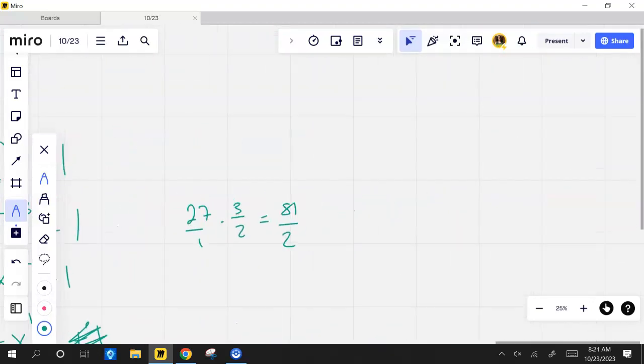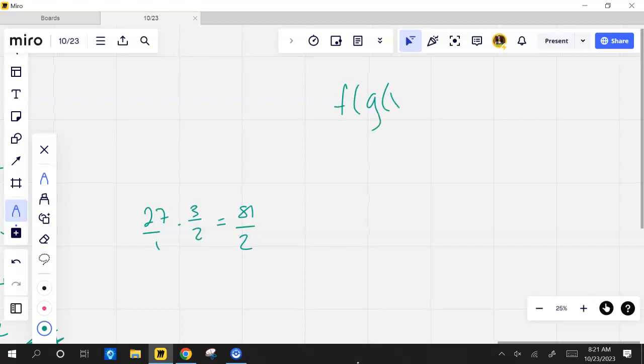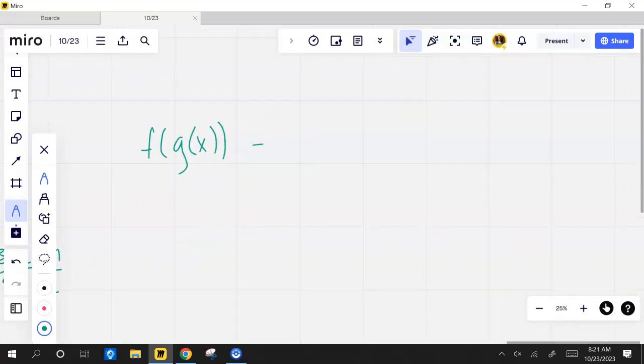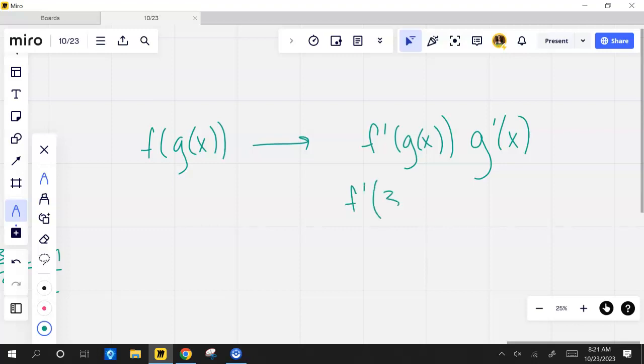I did f of g of x. So chain, if I do the derivative of this, it says do the derivative of the outside, right? Leave the inside alone, and then multiply by the derivative of the inside. That's the chain here, right? So what I'm really doing, g of x is 3 times the square root of x. The chain of this would be 3 over 2, right? You agree with that?